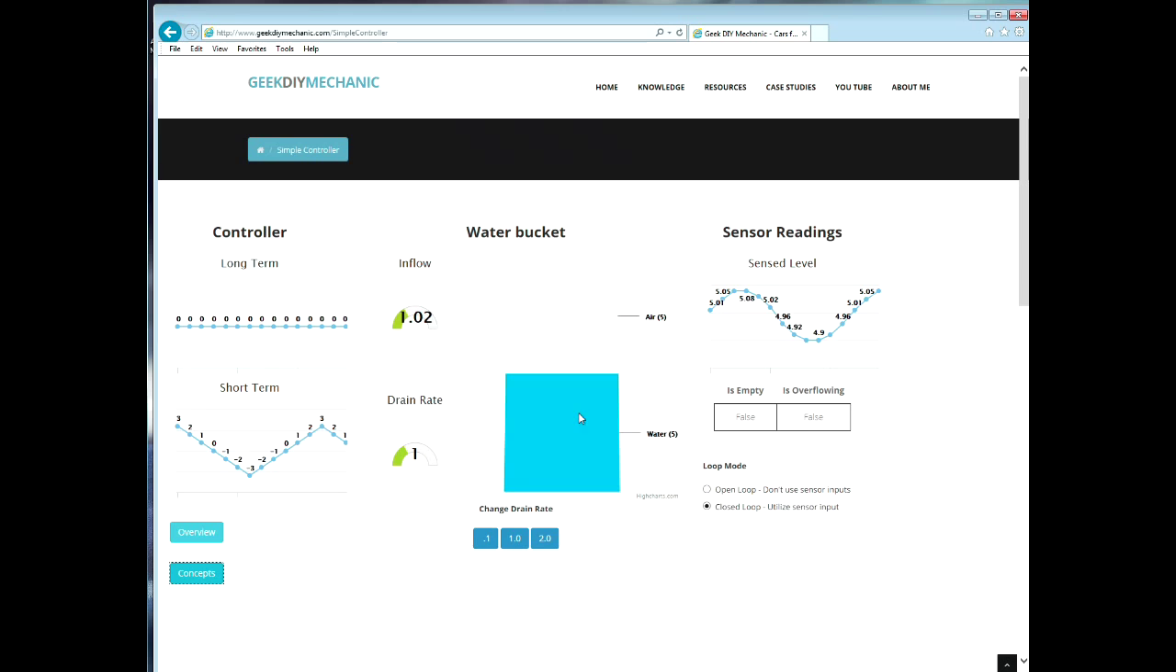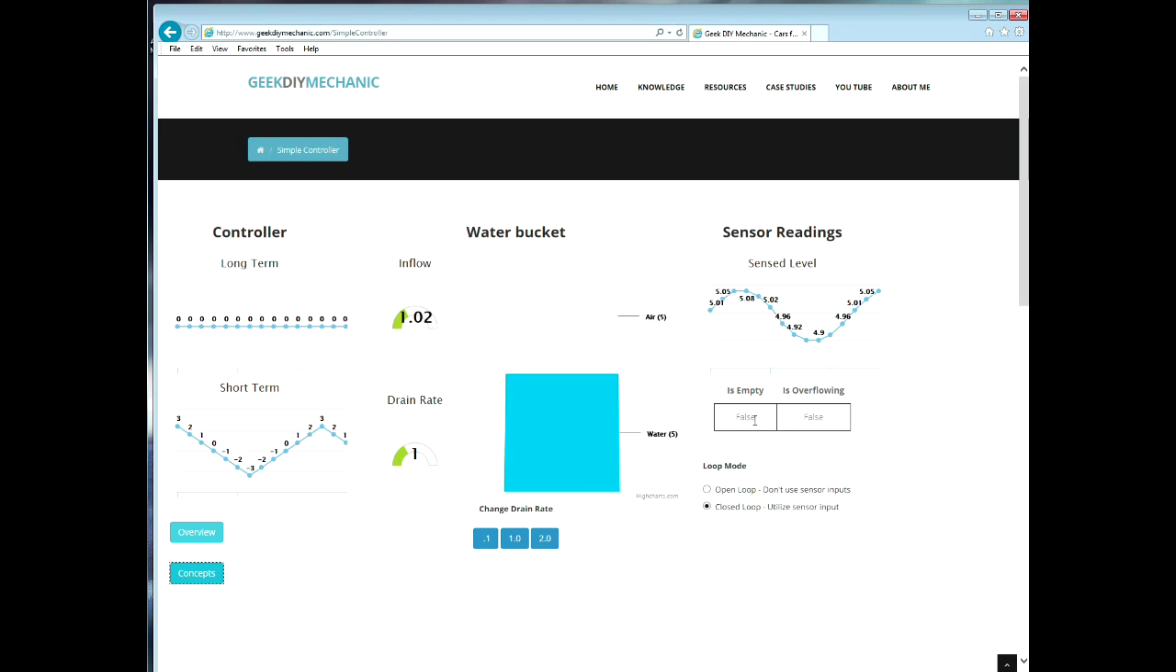Okay, what's going on? Let's go through what is being displayed. You have the long-term trim, short-term trim. This is the inflow. This represents how much the spigot is letting water in. The drain rate represents the hole at the bottom. This lets me change the drain rate, because right now the system is in steady state, as you can tell. Everything is nice and consistent. This is the sensed level of the bucket, the water in the bucket.